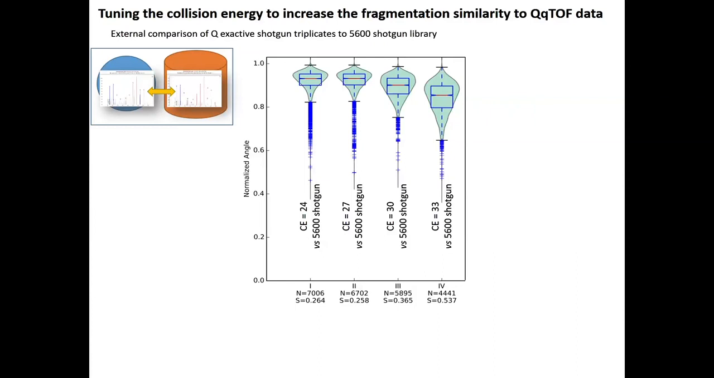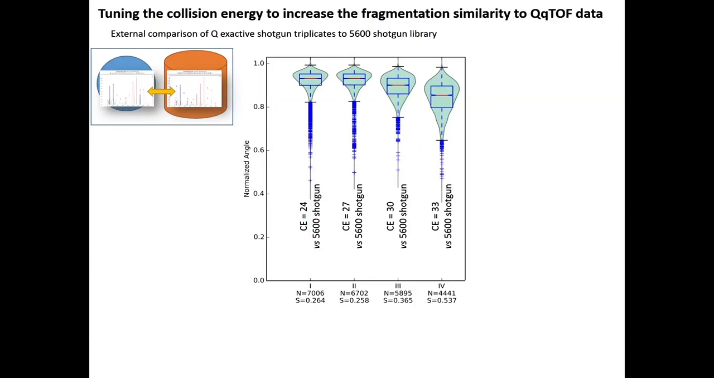So what you can even do, for example, is to check if you tune your machine specifically, on purpose, to improve this transferability of libraries. So here, this is Q-Exactive data, which I acquired at different collision energies. So this is 24, 27, 30, 33. And this is, again, always comparing the spectra that you get to the spectra that you have in your library. In this case, the 5600 Pan-Human library.